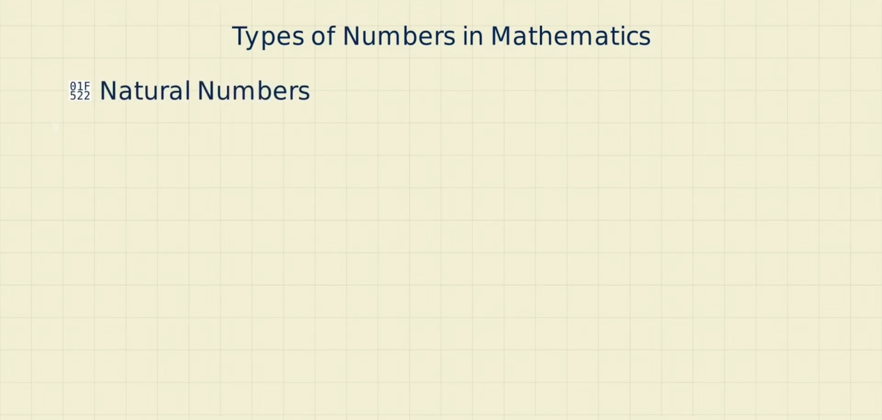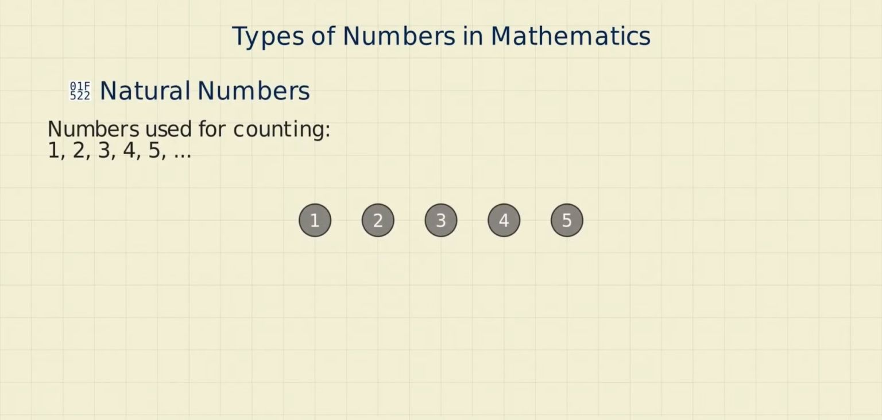In mathematics, we categorize numbers into different types based on their properties. Natural numbers are the counting numbers we first learn as children. They start with 1 and continue infinitely: 1, 2, 3, 4, and so on. We use natural numbers when counting physical objects. Imagine counting pebbles one by one.